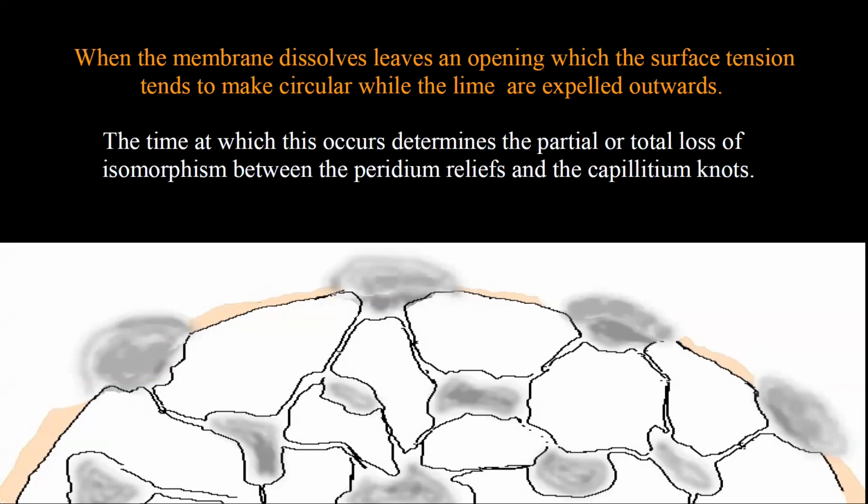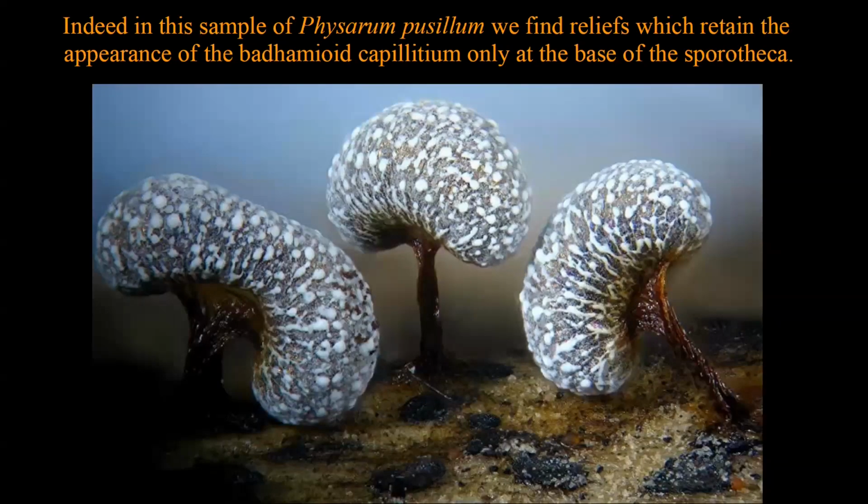When the membrane dissolves, it leaves an opening which the surface tension tends to make circular, while the lime is expelled outwards. The time at which this occurs determines the partial or total loss of isomorphism between the peridium reliefs and the capillitium knots. Indeed, in the sample of Physarum fusellum, we find the reliefs which retain the appearance of the badhamioid capillitium only at the base of the sporotheca. You can see there.